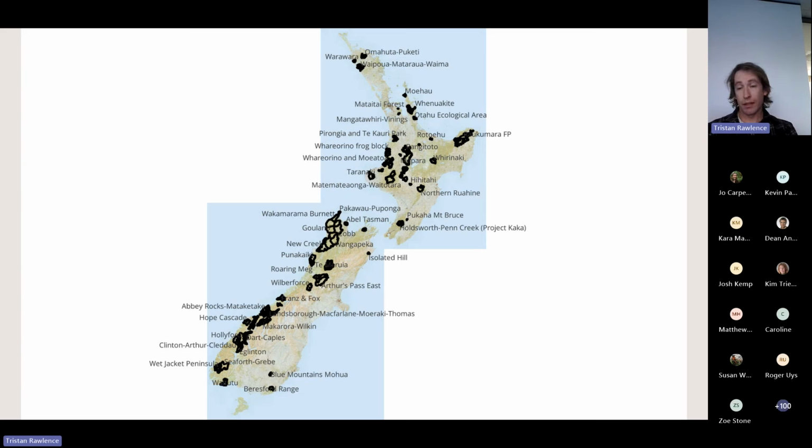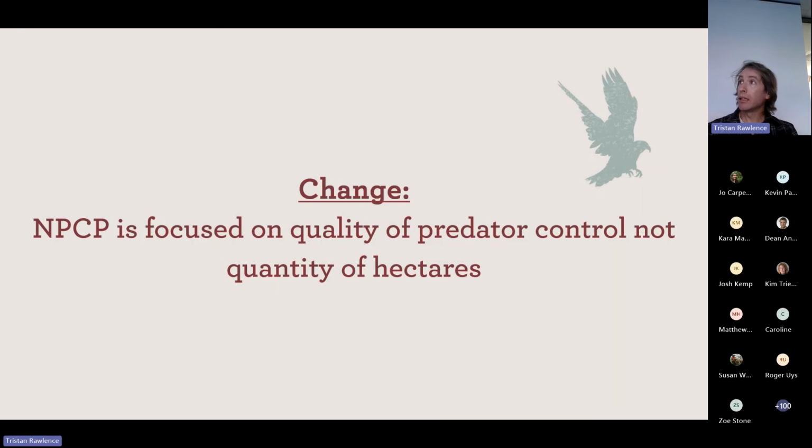Now, as a result of this, it's turned out that we can't afford to manage every site we have on the books, and definitely not all the PCL that DOC's administered to look after. So rather than doing a bad job everywhere, we've made some really tough calls, but as a result, we've become really clear on why we're at each site, what we're there to achieve. And all of this equates to about 1.8 million hectares of PCL under some kind of management. So the change here is NPCP is focused on the quality of predator control, not the quantity of hectares under control.